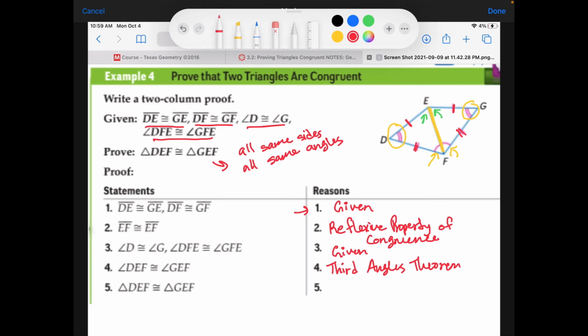We have proven that all the sides are the same, and we have proven that all the angles are also the same. And because of this, we can say that they are congruent by the definition of congruent polygons. Remember, polygons are just shapes created by lines, segments. So this is the definition of congruency. And so, therefore, we can conclude that these two triangles are congruent.